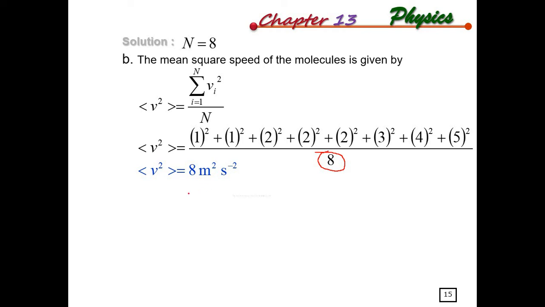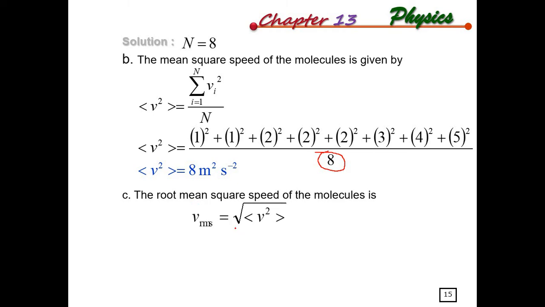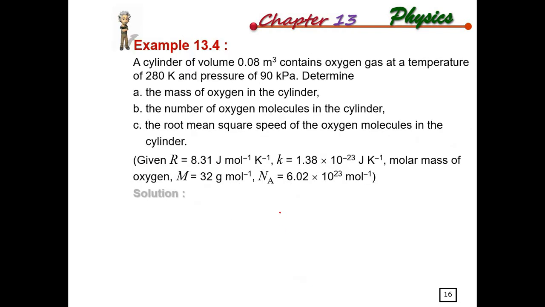Okay, class, now C: the root mean square speed of the molecules is given by VRMS equals the square root of the mean square speed of the molecules. Just put the number in the equation, and we get VRMS equals 2.83 meters per second. Now you have the answer for each of the questions asked. Now we go to example 13.4.